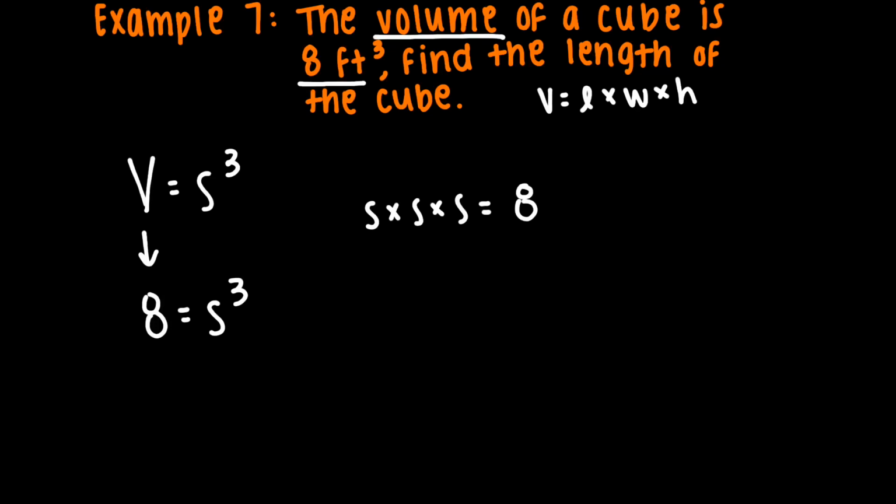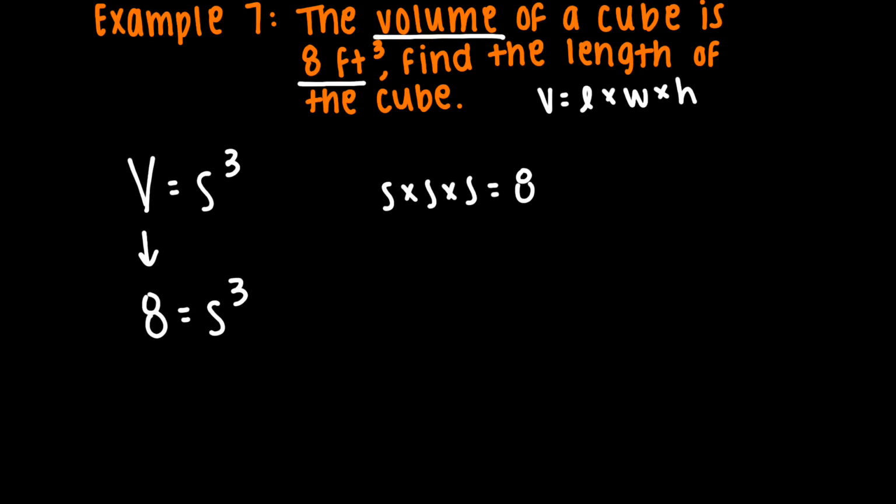So I'm going to start with 1. So if I filled in 1 for all 3 of these, 1 times 1 times 1 equals 8. When I simplify the left side, I get 1, but I know 1 does not equal 8. So I know the side length isn't 1. This is a no-go.